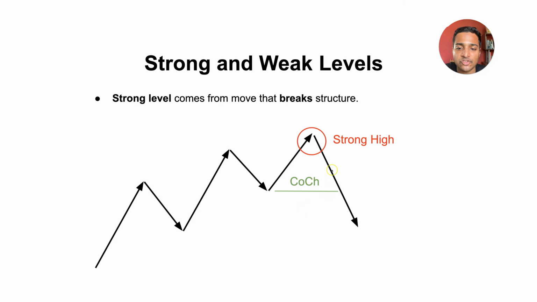Similarly, we had this lower low, which took out the prior higher low, leading to a change of character. And so we would call this high a strong high or a strong level, as it was responsible for a break of structure or change of character.